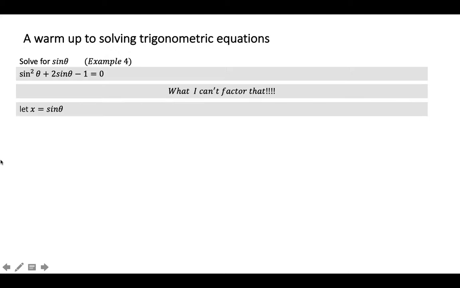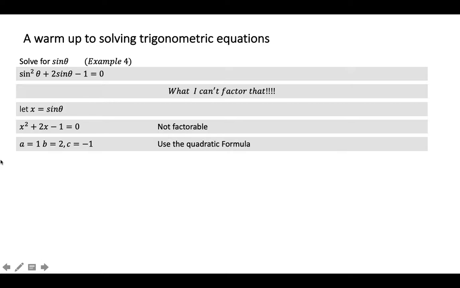One strategy I may want to employ is substitution. So I let x equal sine theta. That results in the trigonometric equation being x squared plus 2x minus 1 is equal to 0. This is not a factorable equation. When something's not factorable, what do we do? Use the quadratic formula, I'm hoping you'd say. So I've just let a is equal to 1, b is equal to 2, c is equal to -1. In other words, the coefficients of x squared, x, and the constant term.